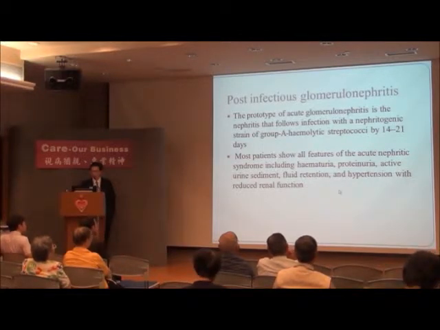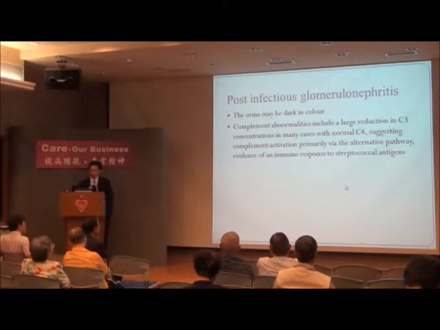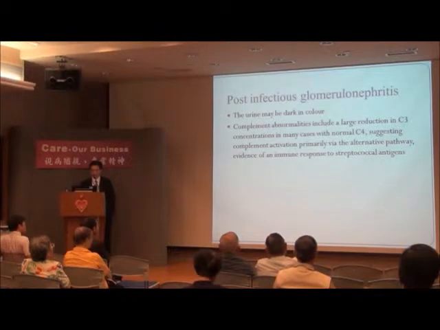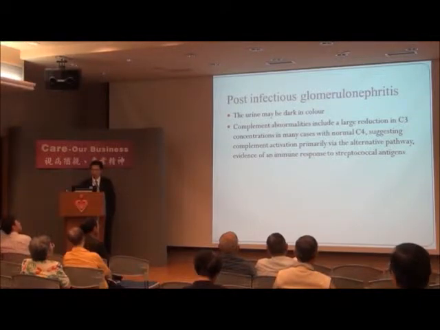Most patients show features of acute nephritic syndrome, including hematuria, proteinuria, active urine sediment, fluid retention, hypertension, and reduced renal function. The urine may be dark in color, and there are complement abnormalities, including a large reduction in C3 concentration, and in many cases a normal C4, suggesting complement activation primarily via the alternative pathway, which is evidence of an immune response to streptococcal antigen.